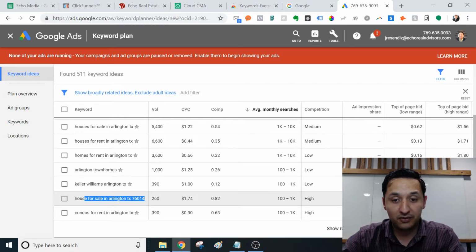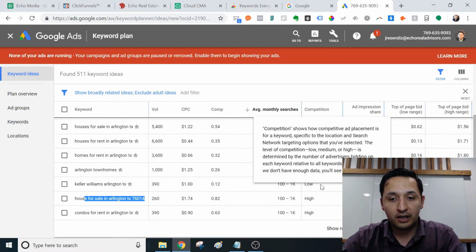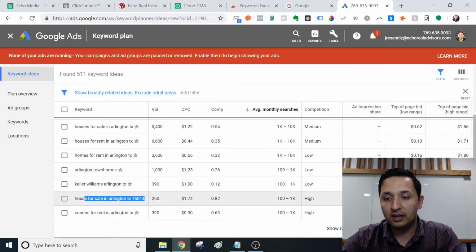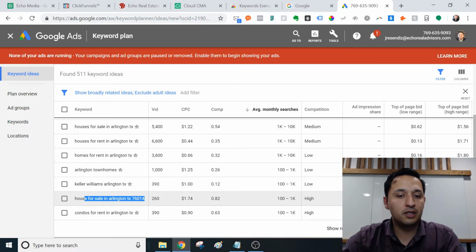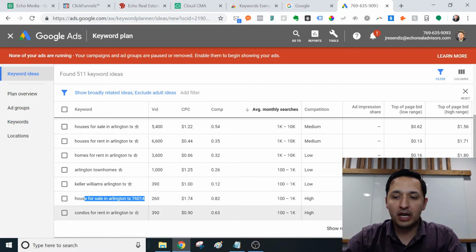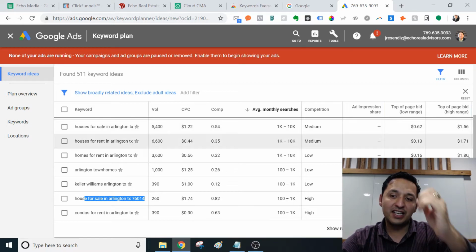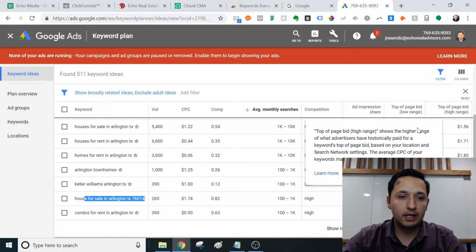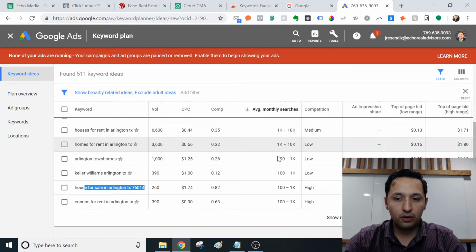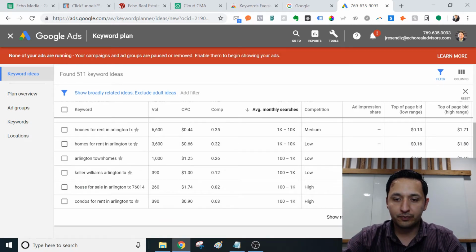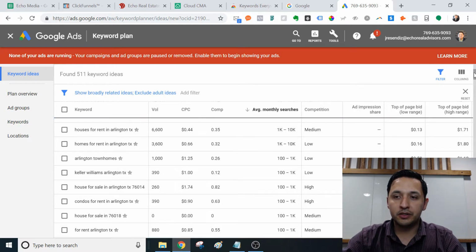So they get specific in the zip code. Competition is high. Low bid range is 22 cents, high is $2.84. So competition is high, I'm going to forgo that. Even though it's not too expensive, I want to stay away from $2 per click on the high end, so I'm going to forgo that. Show me 200. Let's see what 200 looks like.